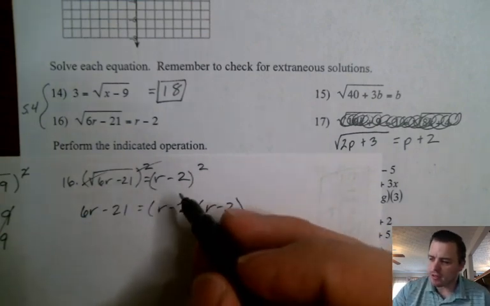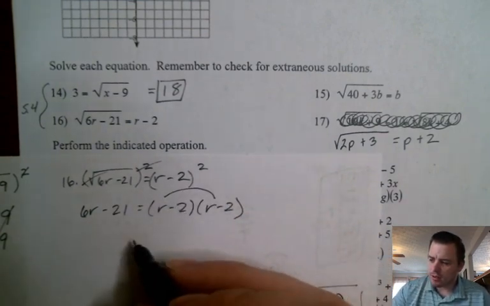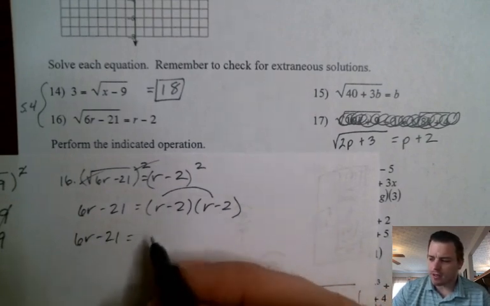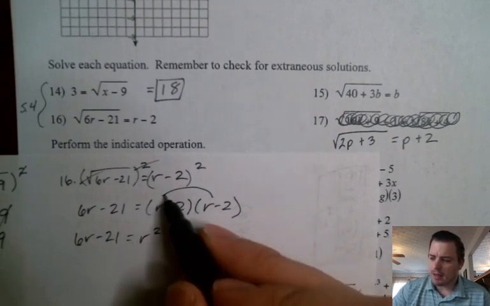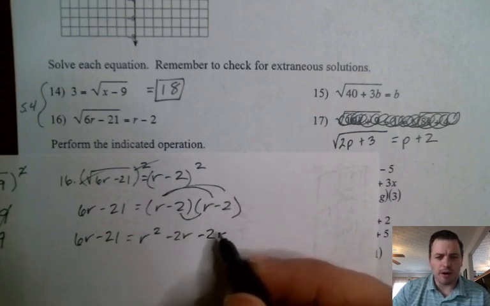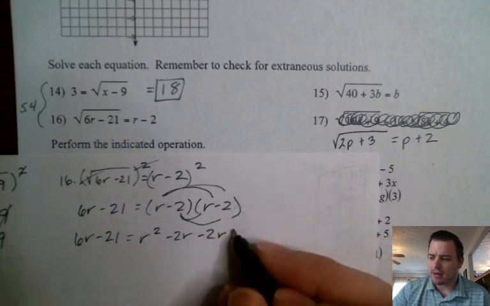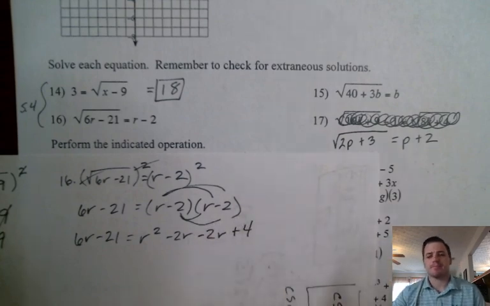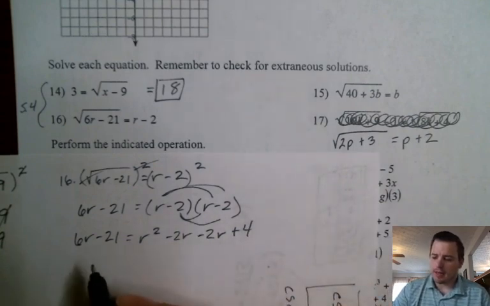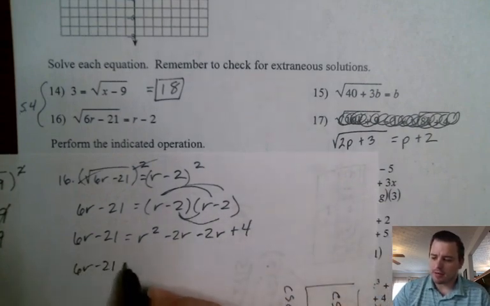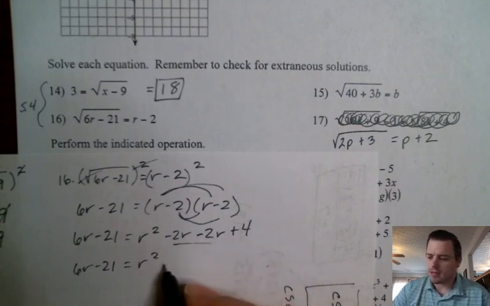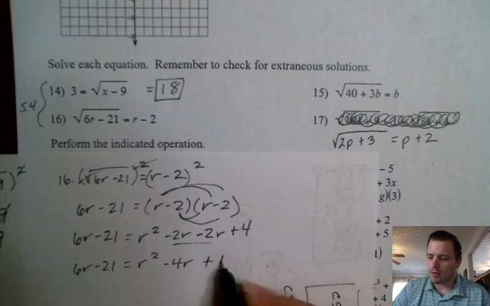Then we FOIL this side first, and I'm just going to bring this right here down. First is r squared. Outside is negative 2r. Inside is negative 2r. And last is positive 4. So then I say 6r minus 21 is equal to r squared. Now I'm going to simplify those two to negative 4r plus 4.